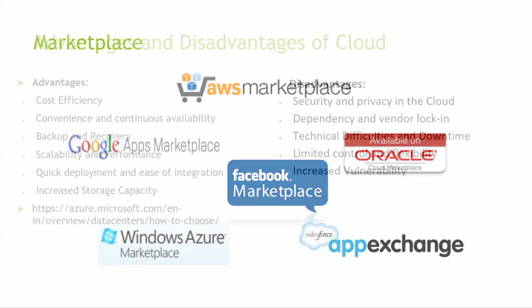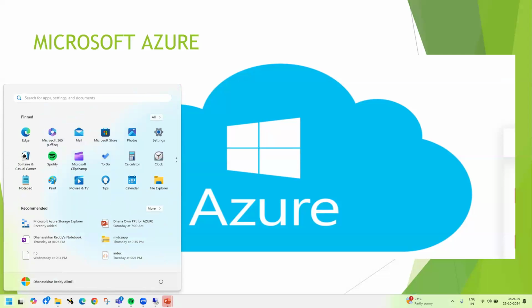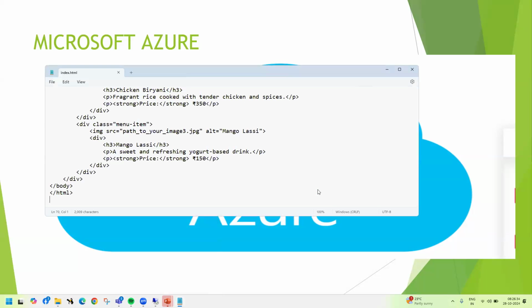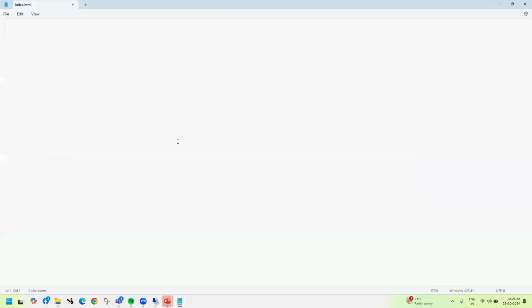Next. Now, there are various vendors to provide cloud computing technology. What vendors are there in the market to provide cloud computing technology? Anyone? AWS, Azure, GCP. One is Microsoft Azure. Okay. Second one is AWS.